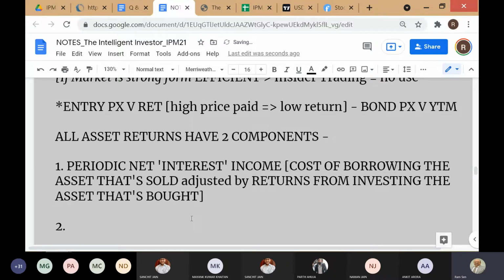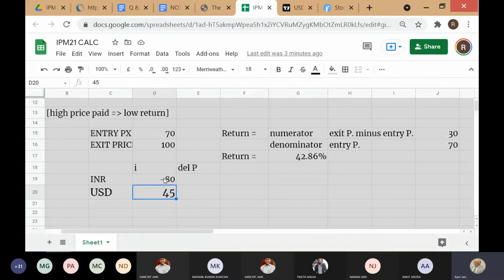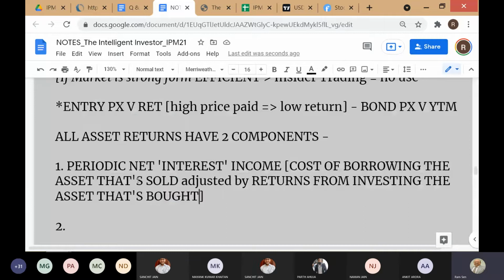So I borrowed Indian rupees, sold Indian rupees, and I'm paying 80 of interest servicing cost on that. Now I borrowed Indian rupees, sold the Indian rupees, and bought US dollars. I put the US dollars on deposit, and on that I earn 45 US dollars. So you have to convert them to the same currency. You can't compare apples and oranges. But once you do that, you take the net of these two, and that's your first component, periodic net interest income. You can also call this in general terms, the cost of borrowing the asset that's sold, adjusted by, I didn't say plus or minus, just adjusted by returns from investing the asset that's bought.